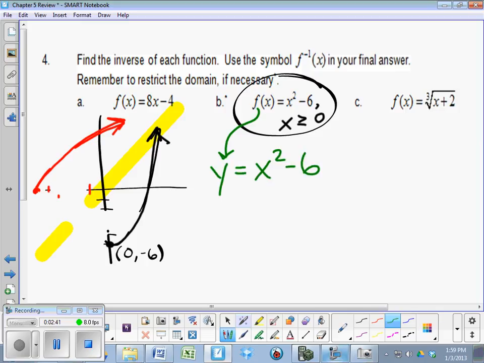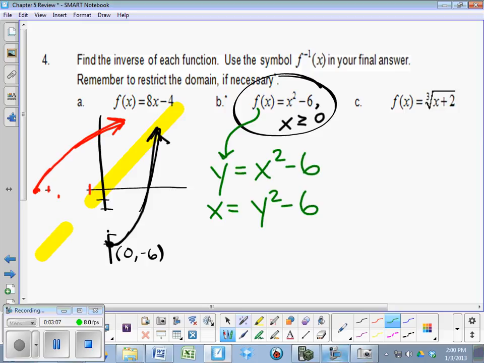Then x and y do what? They flip. They trade places. Say it with me. They swap. They trade places. All right? X goes in y's position. Y goes in x's position. So we need to switch x and y, solve for y, and then change it to that little f with a negative 1.